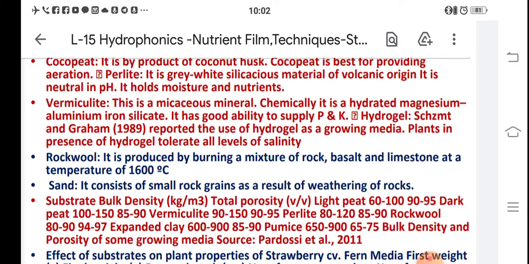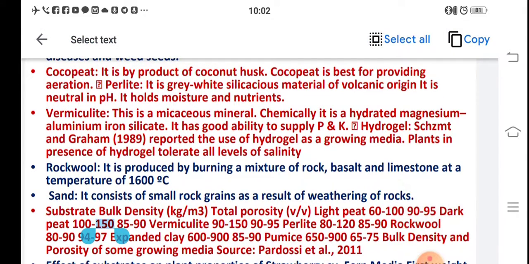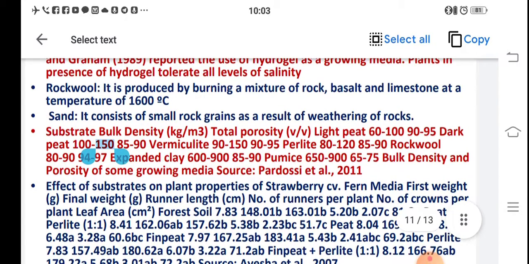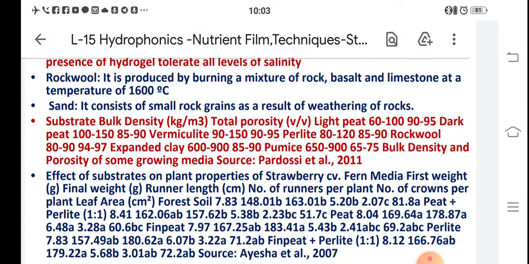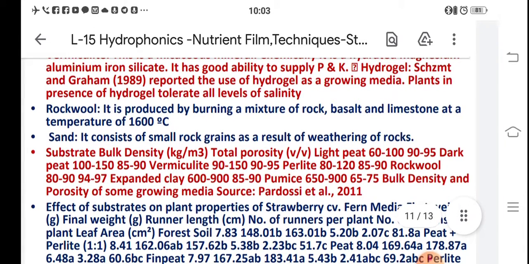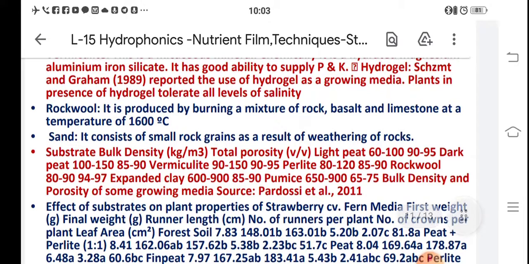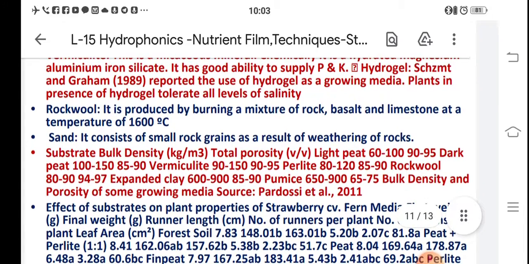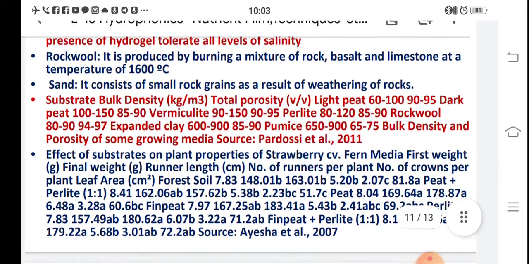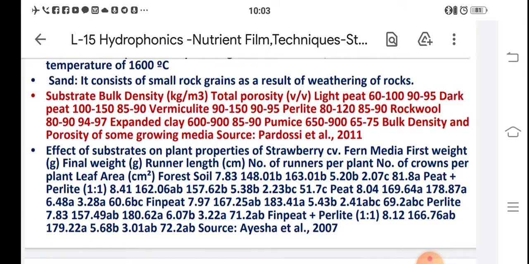In 1989, Graham reported certain hydrogel through vermiculite. Then rock wool is a mixture of rock, basalt, and limestone, generally prepared at 1600 degrees Celsius temperature. Then sand is there; small rock grains are generally used, and they show only weathering of the rocks. So different nutrient or soil media are used.